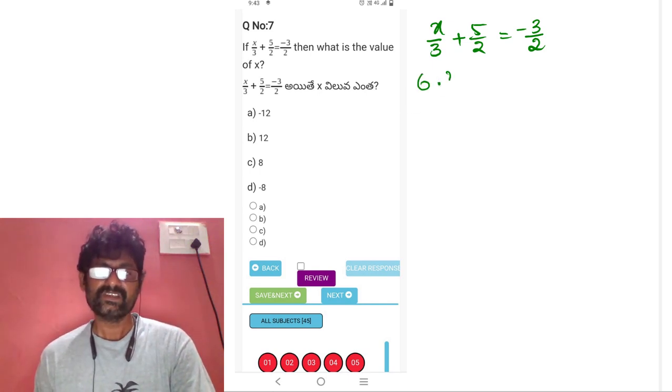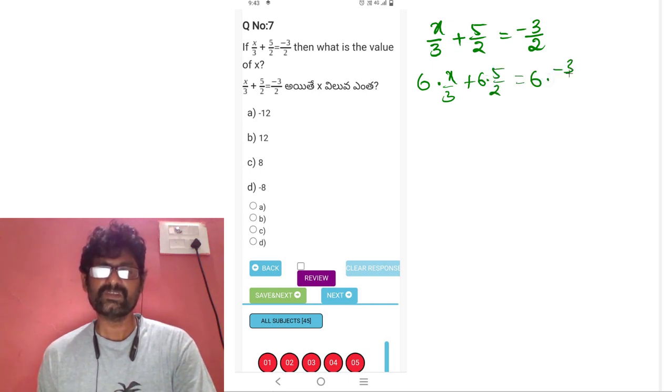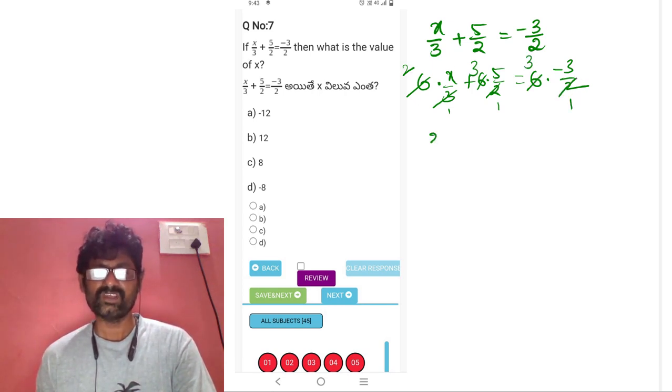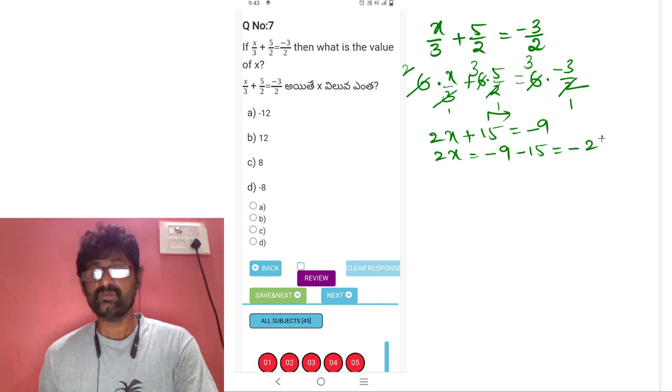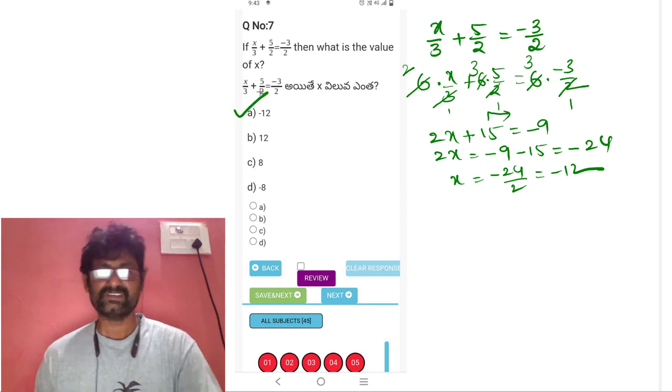So 6 times x by 3 plus 6 times 5 by 2 equal to 6 times negative 3 by 2. We can cancel: 3 times 2 and 3 times 1, then 2 times 3 and 2 times 1. So we will get 2 into x, 2x, plus 3 into 5, 15, equal to 3 into negative 3, so that is negative 9. From that we will get 2x plus 15 equal to minus 9. If you send this 15 to the right side, minus 15, which is equal to minus 24. So easily you can write x equal to negative 24 by 2, which is equal to negative 12. So option A is correct.